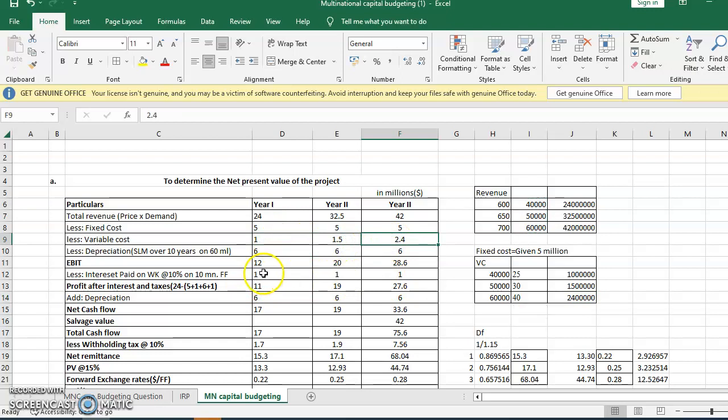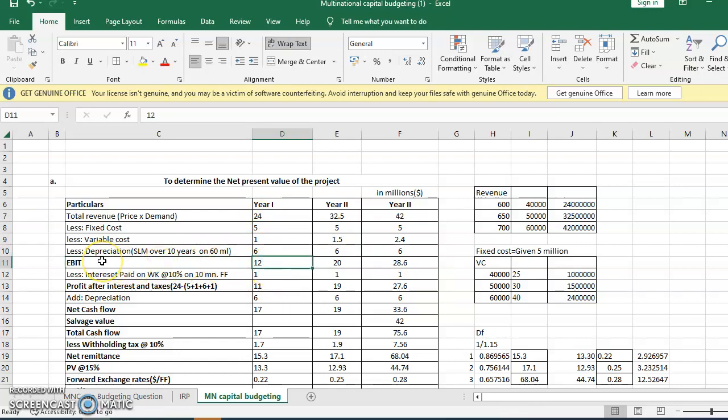Okay. Besides that, we have depreciation. Depreciation is charged for 10 years on 60 million. And the method used is the straight line method. So therefore, the depreciation is going to be 6 million every year. So once I deduct all this, okay, 5 plus 1 plus 6 is 12. So 24 minus 12 is again 12. Okay, that's how we got 12.